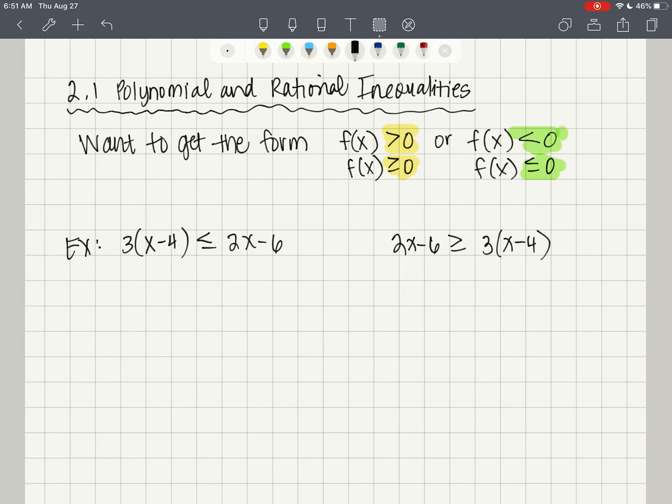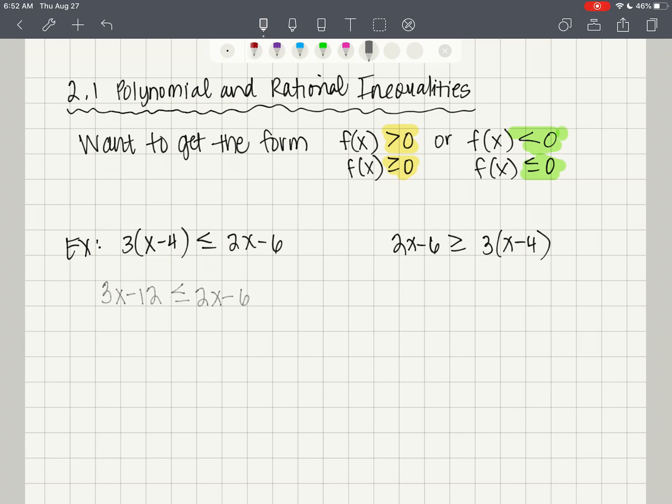So if we remember that one important fact, it's going to save you a little bit of aggravation down the line. So I'm going to show you with an easier problem that you learned in early algebra classes why it's important and how we're going to solve these just a little bit differently. I'm going to distribute the 3. I get 3x minus 12 is less than or equal to 2x minus 6.